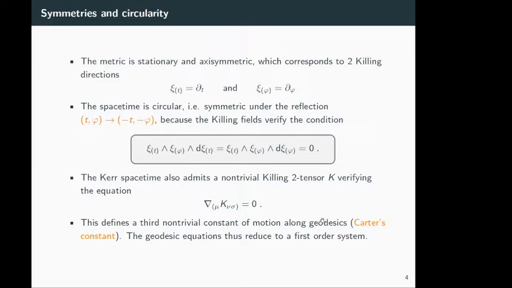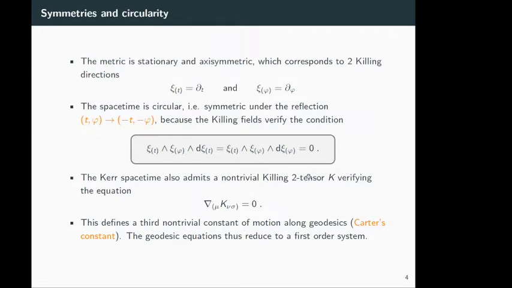And this was actually found a bit in reverse. Carter first found that the Hamilton-Jacobi equation for geodesics is separable. So he first found that we could actually separate the geodesic equation, and then the link to the existence of a non-trivial Killing tensor was made a few years later. But this is basically what it is. You have four constants of motion, and hence the study of geodesics is much simpler.